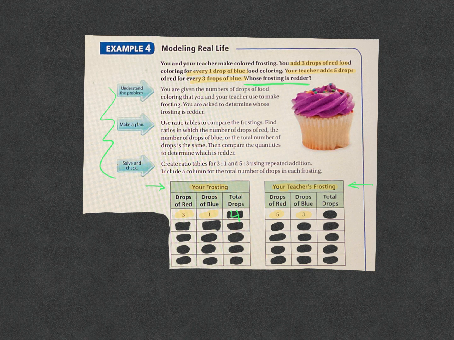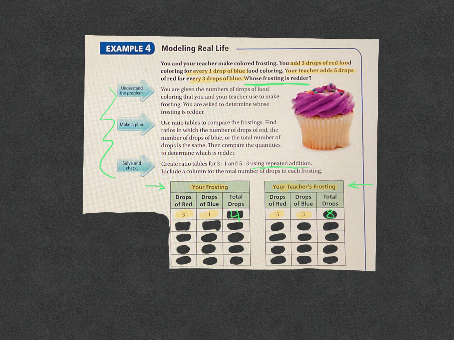And then 5 plus 3 is 8. So we know our 2 totals are right there. But what we're really trying to figure out here is who has a redder frosting. If you have 8 drops in there, obviously this one's going to be kind of red, but we're not really sure because we have to get to an equal ratio using repeated addition to see whose quantity is more red. So I'm just going to double.